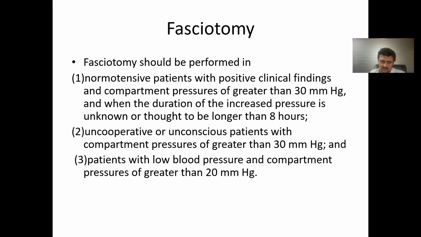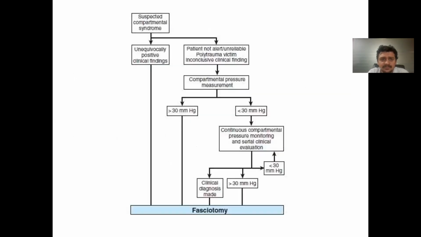Third criterion, for patients with low blood pressure, where you are not getting 30 mm Hg pressure in the muscle fascia, there is another criterion: take 20 mm Hg below the diastolic blood pressure. It is your pressure threshold to diagnose the acute compartment syndrome. If it reaches above the 20 mm Hg below the blood pressure, just do fasciotomy. So these are the indications of fasciotomy.